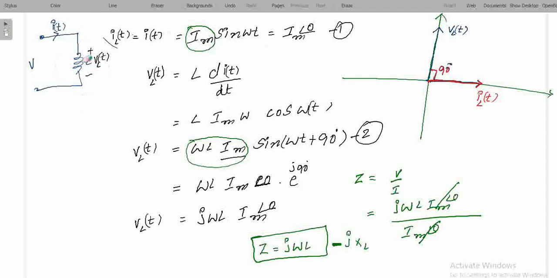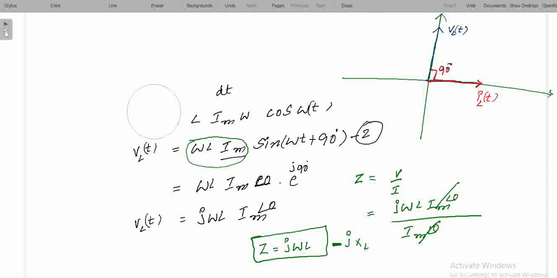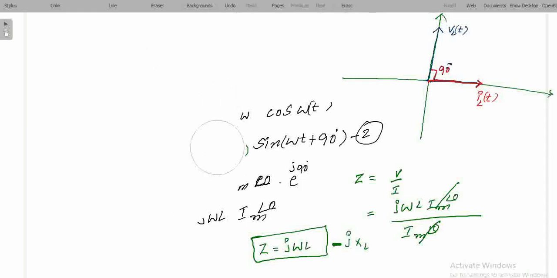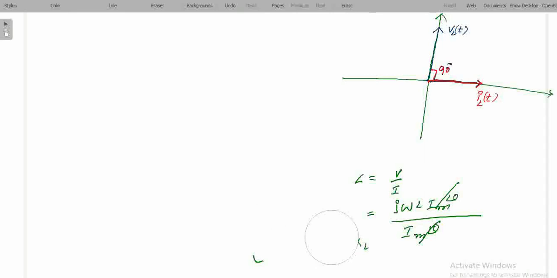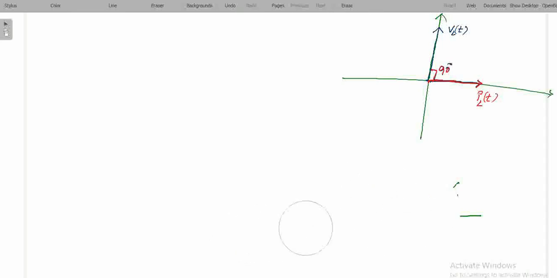So this is for your inductor. Let us see the same for the capacitor. Then we'll continue with the series RL circuit. Just remember this one: the voltage across the inductor always leads the current through the inductor by 90 degrees.